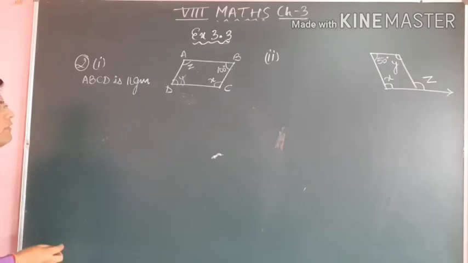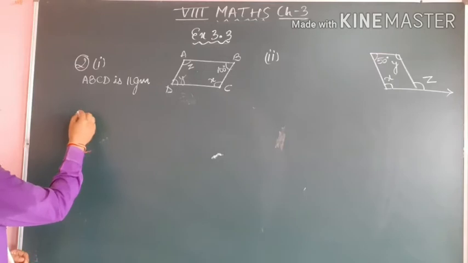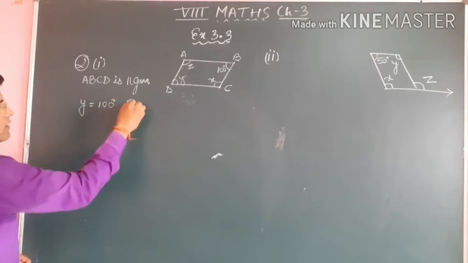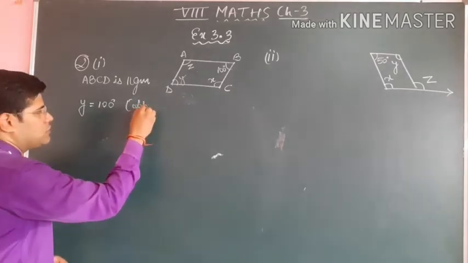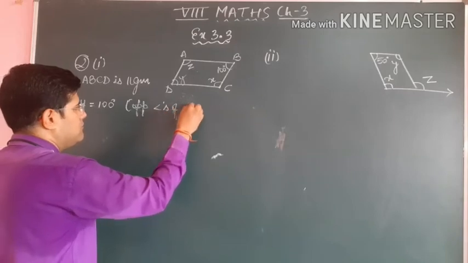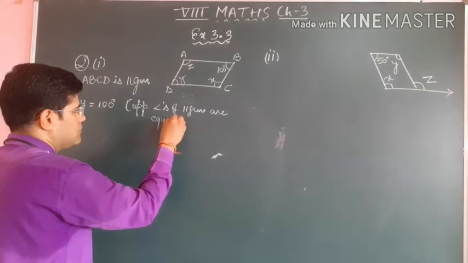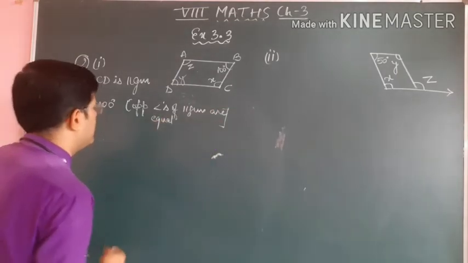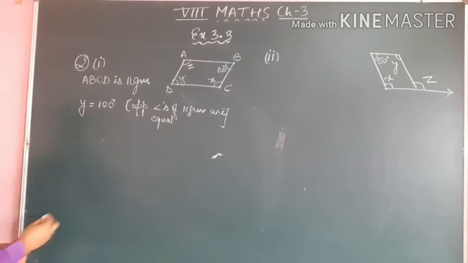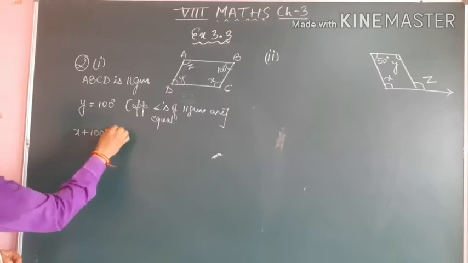Now, ABCD is a parallelogram, so opposite angles are equal. So y equals 100. Why? We have to write the property also, the reason also. Opposite angles of a parallelogram are equal. In every sum we have to write the property. Now y is done. Now x plus 100 is equal to 180.